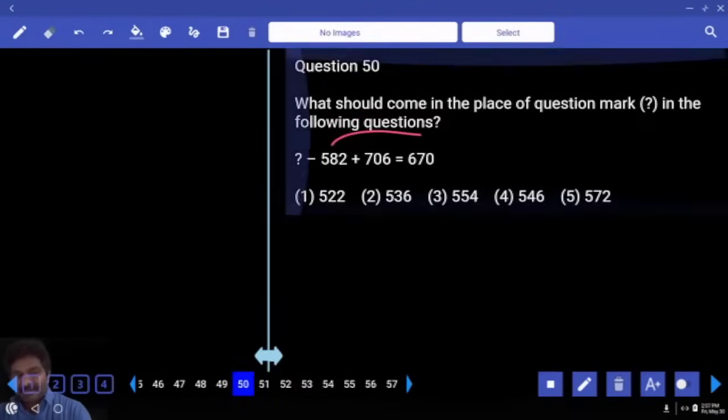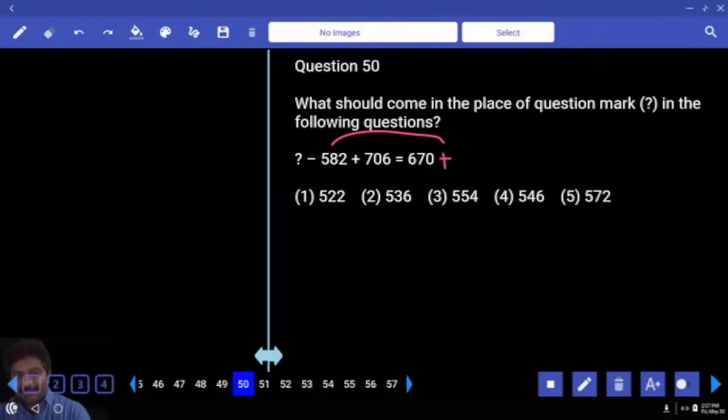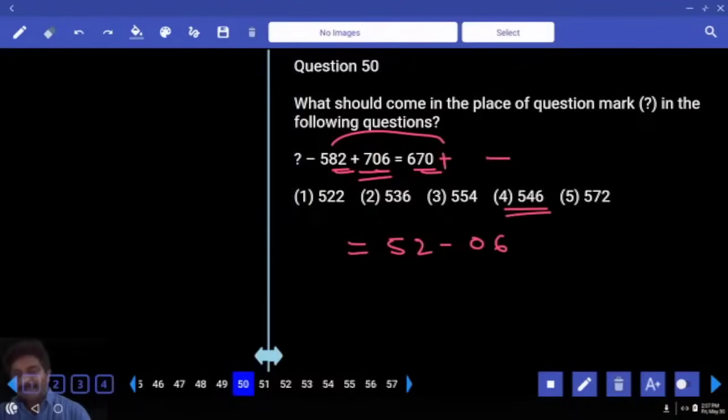Right. This number goes to the other side and becomes plus. Correct? Let me observe the last 2 digits. 70 plus 82. Last 2 digits 52. 706 goes to the other side, becomes minus. Last 2 digits. Answer 46. Ends with 46.